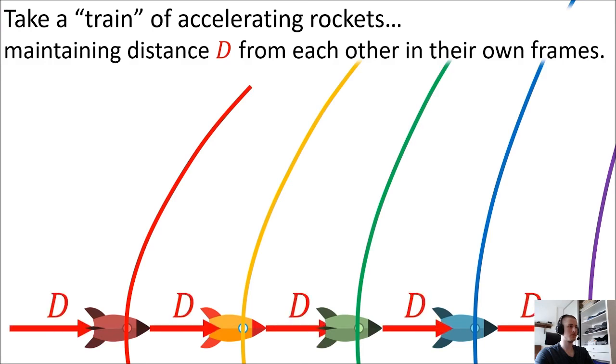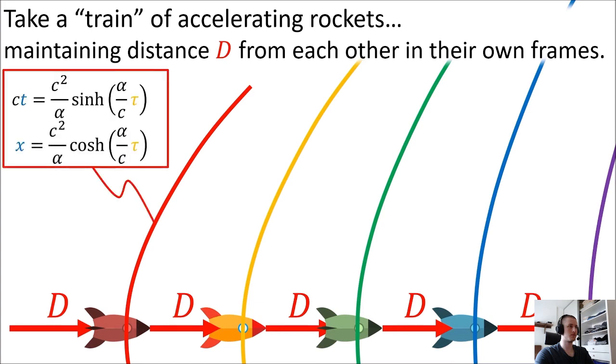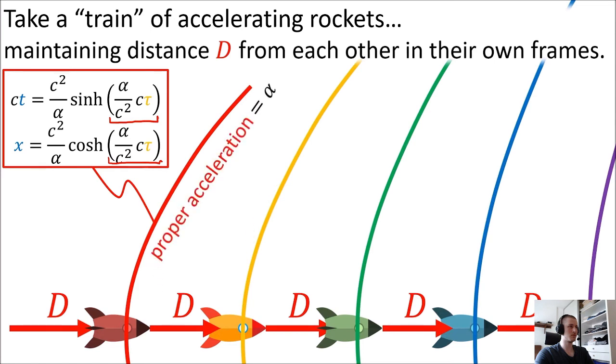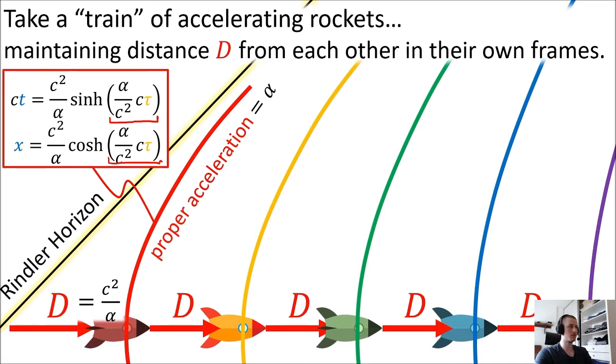In the previous video, we derived the equations for the hyperbolic world line of the first of these spaceships, where the time ct is given by a hyperbolic sine, and position x is given by a hyperbolic cosine. The hyperbolic angle is given by the proper acceleration, alpha, divided by the speed of light c times the proper time tau. For reasons that will come up later, I'm going to rewrite this hyperbolic angle as alpha over c squared times c times tau. This spaceship accelerates with proper acceleration alpha and maintains a constant distance c squared over alpha from the origin behind it, which is also the Rindler horizon.